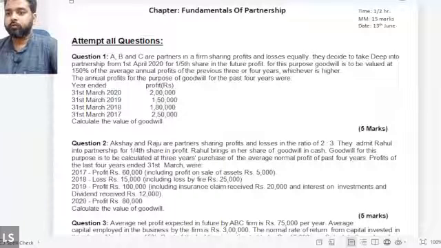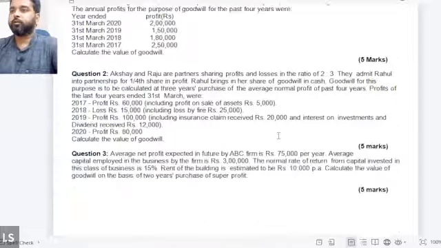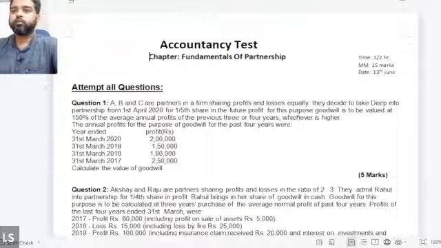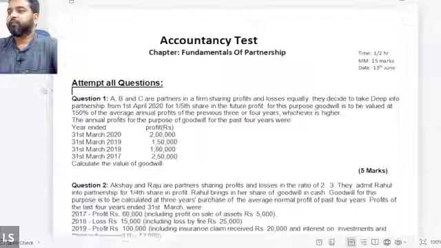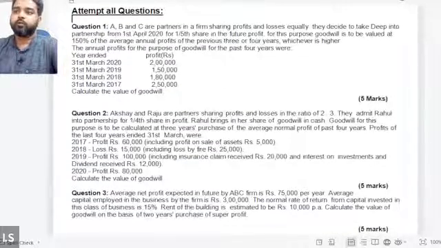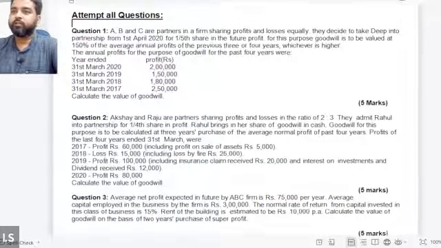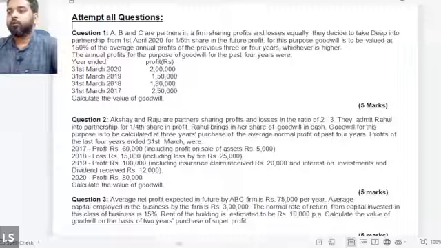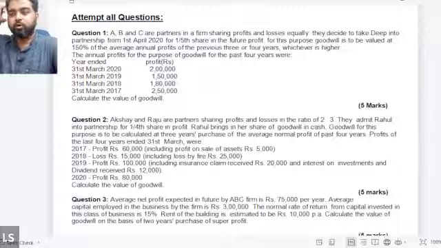Okay, so this is the test, and all the questions are from the topic of the valuation of goodwill. The test is of half an hour, for 15 marks, and we have 3 questions. You need to attempt all 3 questions, and I hope the time is more than enough for solving these questions. After completing your answers, scan your answer sheet and share your answers on the WhatsApp group.